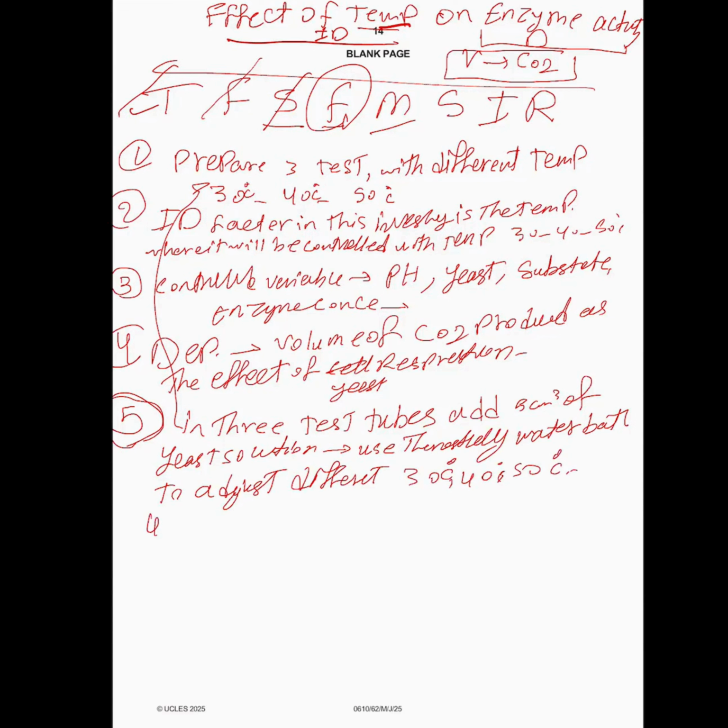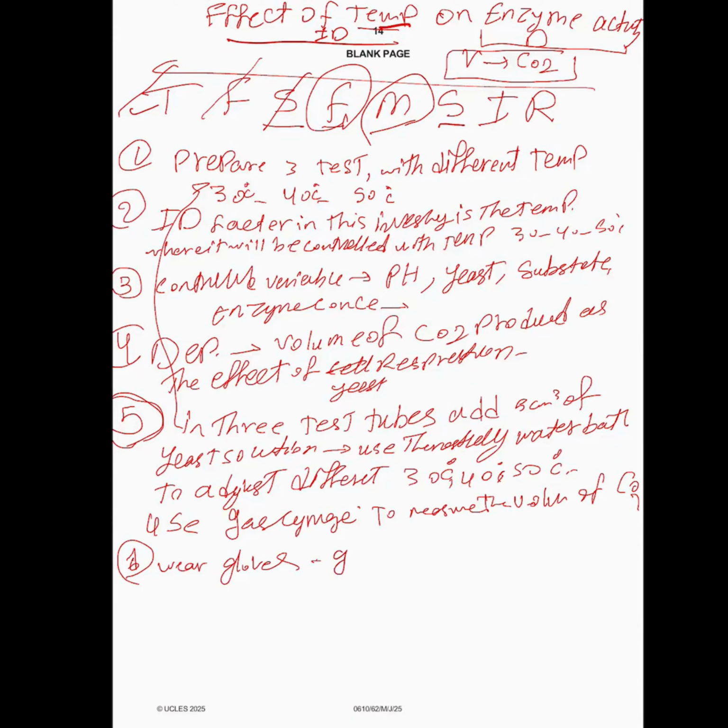After this, how are you going to measure the volume? Use a gas syringe, right? Okay, to measure the volume of carbon dioxide produced. You get the idea? So now we understand how to get the method. Number 6, safety precaution. Is there any safety precaution? Yes, wear gloves. You always do it. Write this: wear goggles. Lab coat.